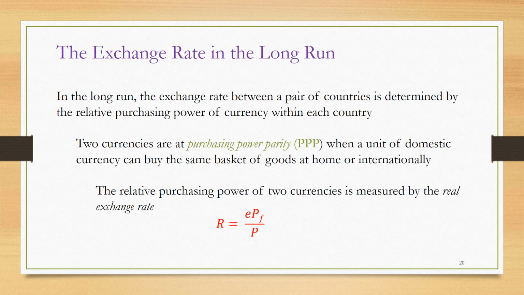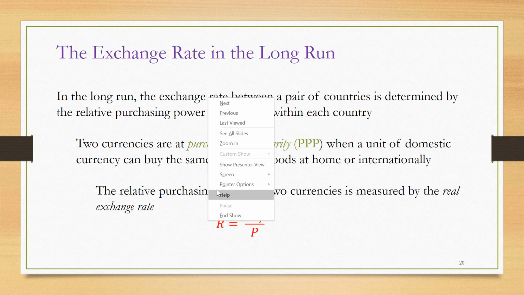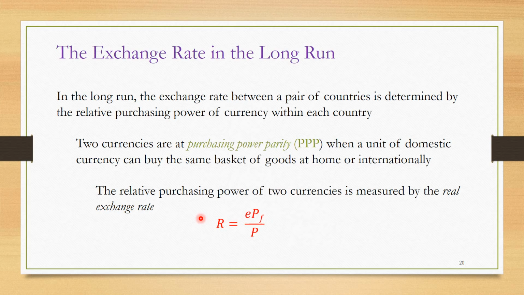So two countries would be at purchasing power parity, as we said, when a unit of domestic currency can buy the same basket of goods at home or abroad. And we get this equation here for the real exchange rate. It says that your real exchange rate is the nominal exchange rate, E, that's the exchange rate quoted in the markets, times an index for foreign prices over that of domestic prices.